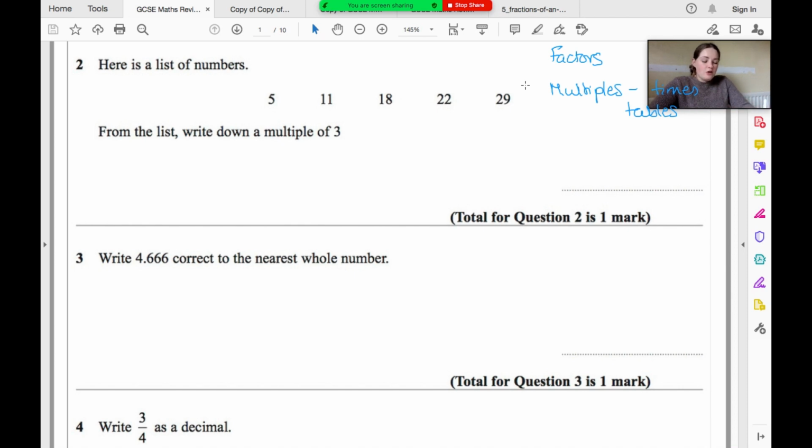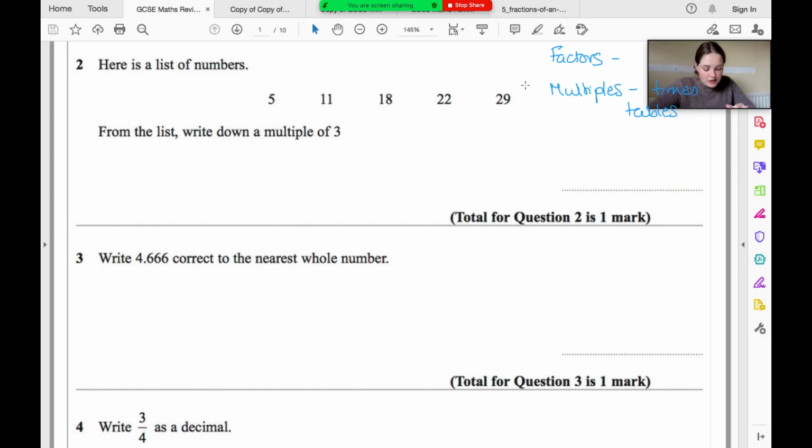Factors of a number are numbers that go inside another number. So what can that number be divided by? For example, factors of 20 would be 5, 10, 1 and 20 and 4 because they all fit into 20. Okay, 20 can be divided by all of those numbers exactly. No decimals, no remainders, okay?